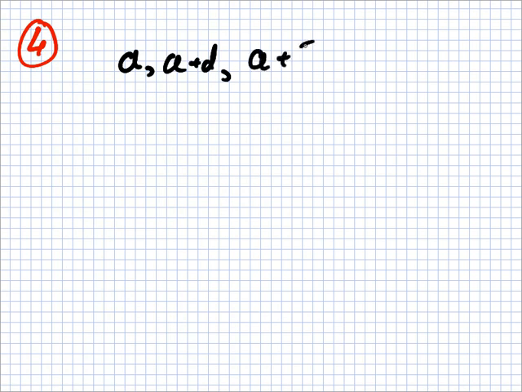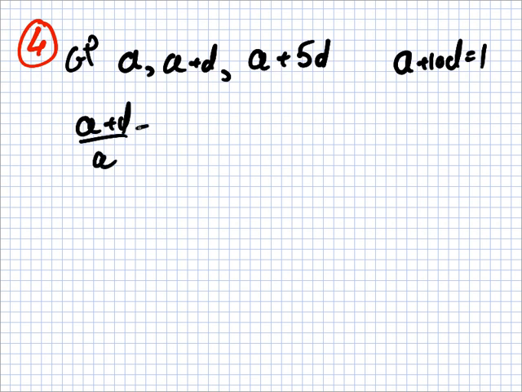Okay, 4. The first, the second, and the 6th term. I picked the same numbers for 4 actually, again, for some reason. The first, the second, and the 6th term of the arithmetic progression are in geometric progression. The 11th term is 1. And this time find the first term. So the 11th term is 1, so you know that A plus 10D equals 1. And you also know that this is now geometric. So (A plus D) over A equals (A plus 5D) over (A plus D).